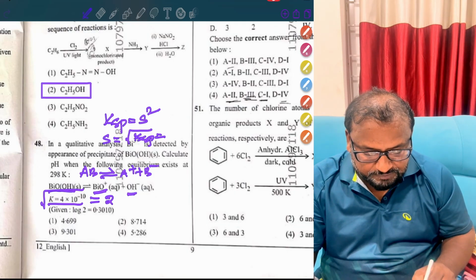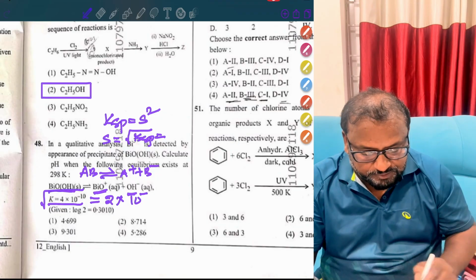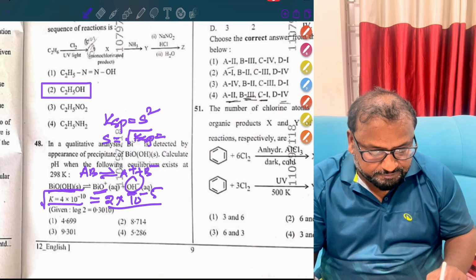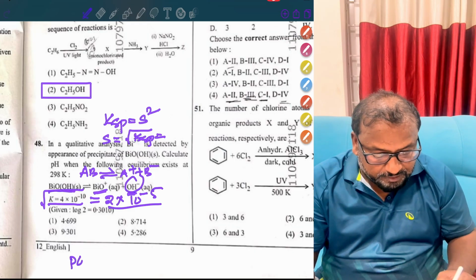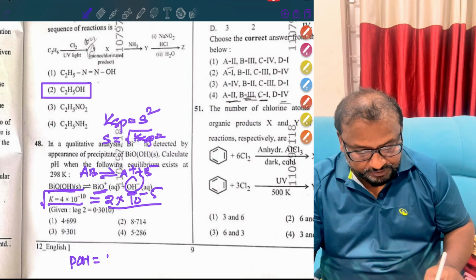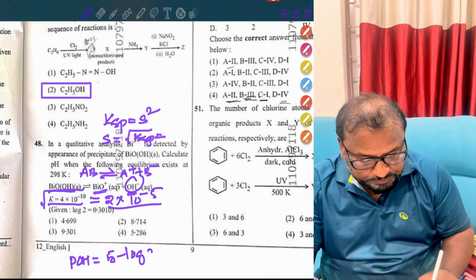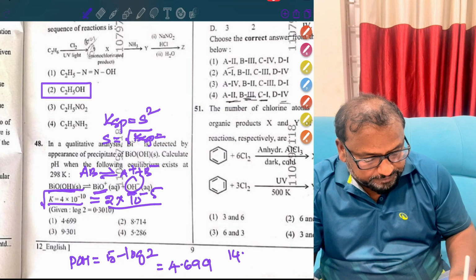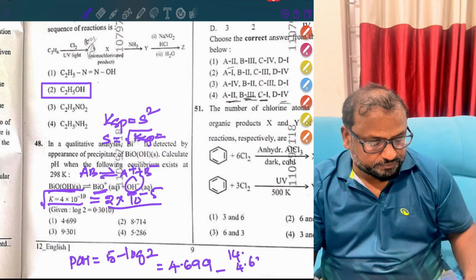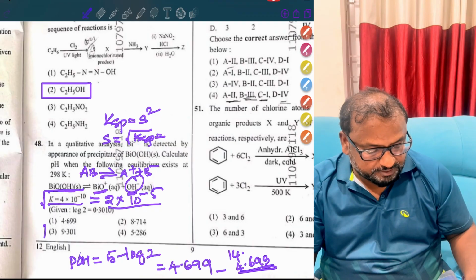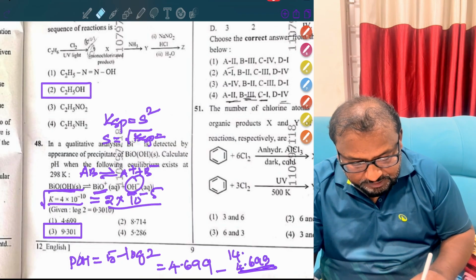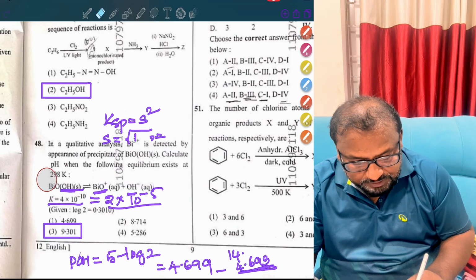If I take the square root, 4 comes out as 2, and we get 2 into 10 power minus 5. This is our OH minus ion concentration. Therefore I can calculate the pOH. pOH equals 5 minus log 2. This is nothing but 4.699, right? So 14 minus 4.699 gives you the right answer. That is, the third option is the answer for this question.